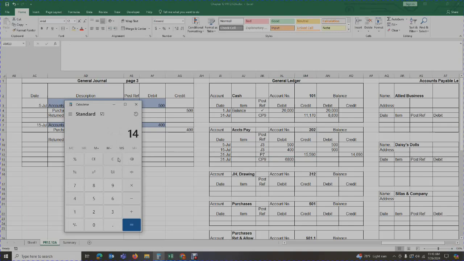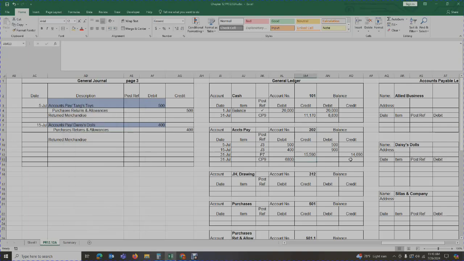So we had a $14,690 credit, and then some payments were made of $6,800. So now the balance due is $7,890. Okay. Credit. So we still owe $7,890 on account. Okay. $7,890.